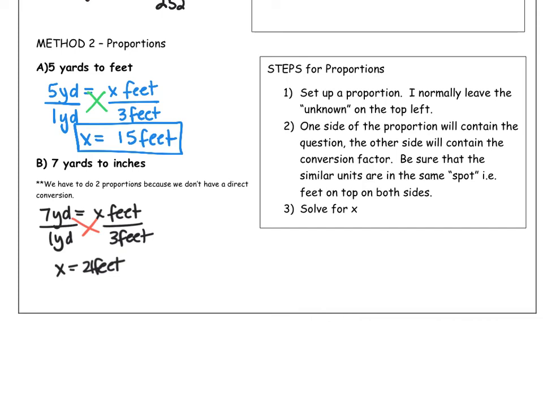So then I would set up another proportion that says 21 feet equals X inches. And I know that 1 foot is 12 inches. So when I cross multiply, X times 1 is X, and 21 times 12 is my 252. So I get X is equal to 252 inches.